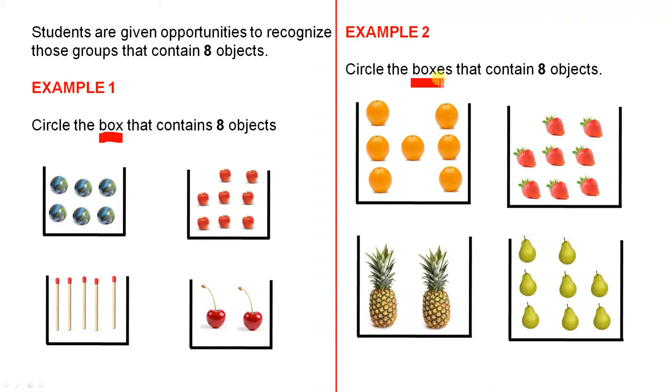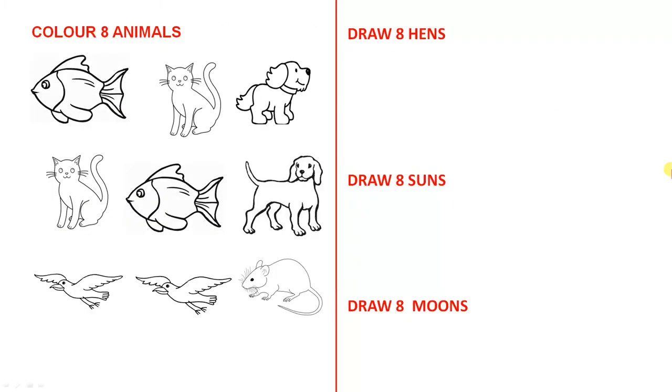When they hear the word boxes, they know that it's more than one, so they'll have to look carefully, and I'm sure they'll pick this one and this one. We all know how students love colouring in, so they'd be asked to colour 8 animals. You can have any objects there that you want.